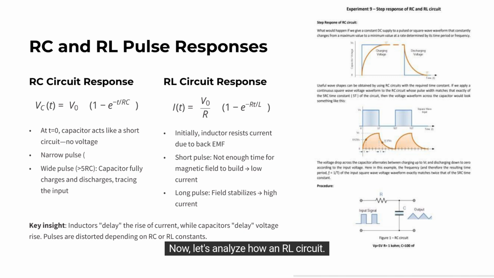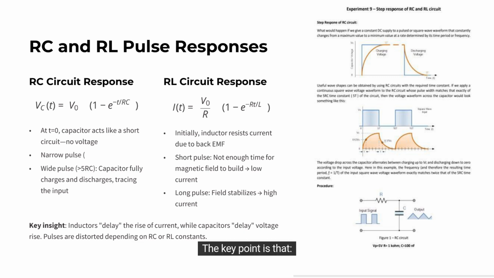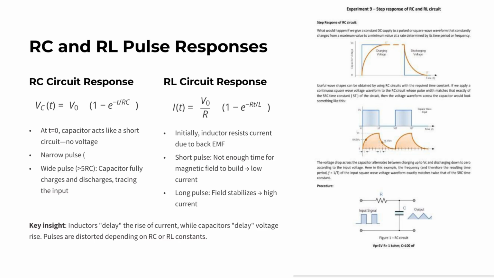Now let's analyze how an RL circuit, a resistor and inductor in series, responds to a pulse. Unlike an RC circuit, where capacitors control voltage buildup, in RL circuits, the inductor governs current buildup. The key point is that inductors resist changes in current, while capacitors resist changes in voltage. When a step voltage is suddenly applied to an RL circuit, the current follows as I equal to pulse voltage over R times 1 minus e to the power of minus Rt over L.